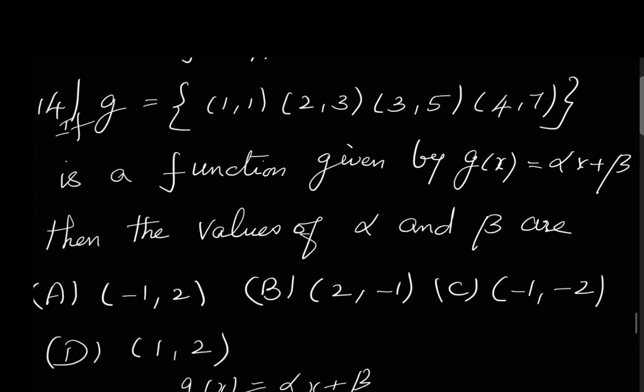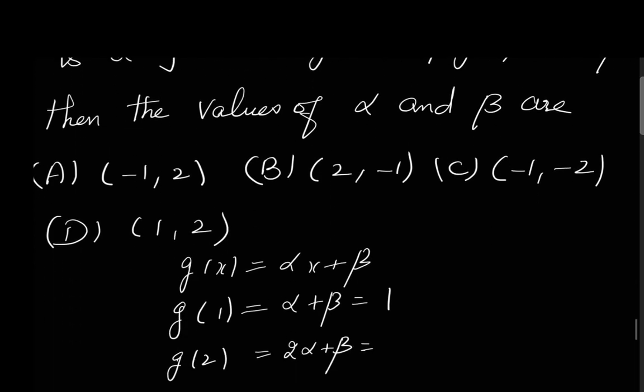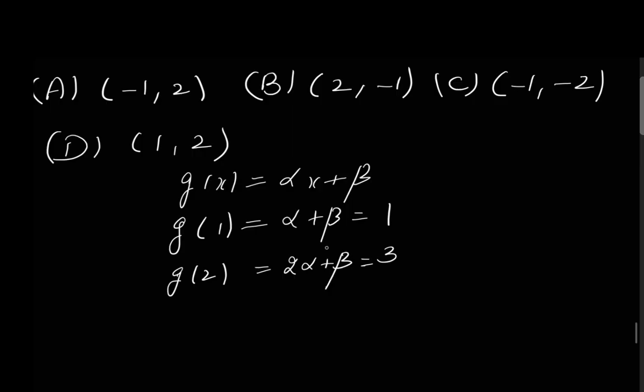1 comma 1. Take the second ordered pair 2, 3. If I replace x as 2, that is 2 alpha plus beta is equal to, the answer is 3 they given. So only two variables you have to find. So two equations are enough. So subtract these two equations, equation 1 and equation 2. Change the sign, minus, minus, minus. Alpha minus 2 alpha, minus alpha. My beta minus beta cancel. 1 minus 3, that is minus 2. So alpha equal to 2.